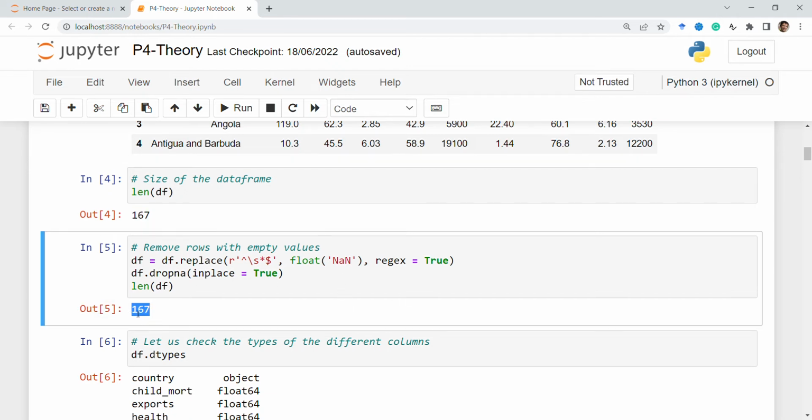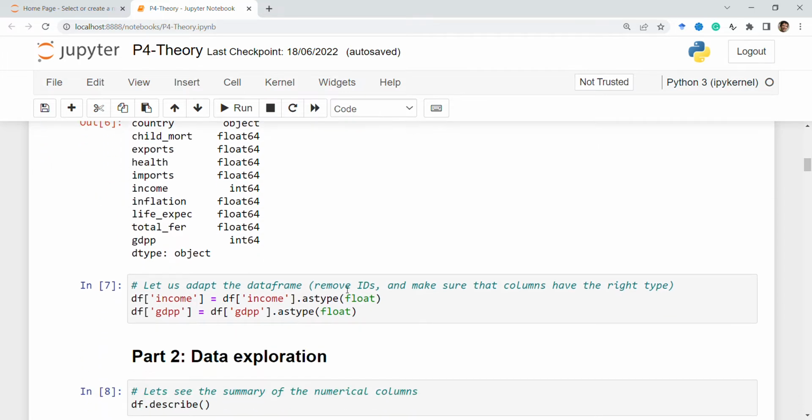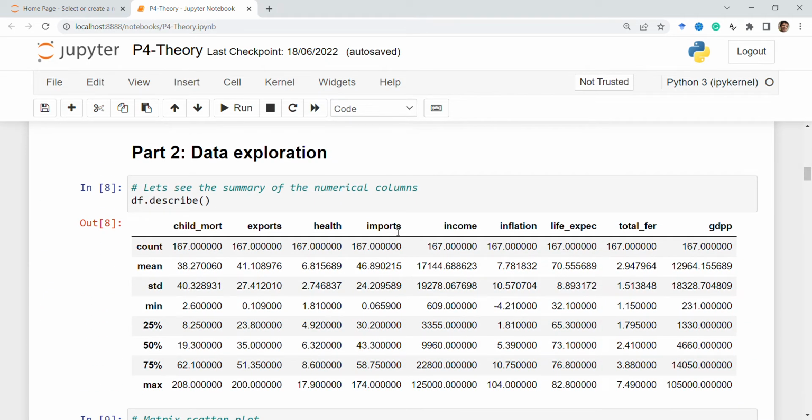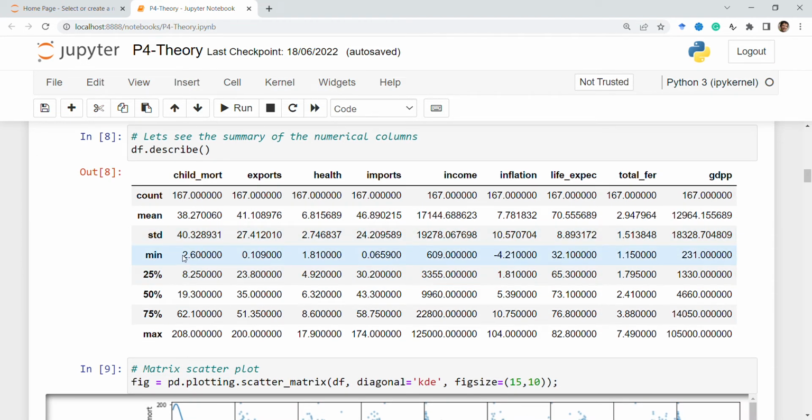There is no empty value, and then we simply convert these two numbers that are integers into floats so that everything can be input to the principal component analysis. So we start as always exploring the distribution of the different variables. The child mortality goes from 2.6 children per 100,000 inhabitants to 208, and then the exports go from 0.1 to 200.